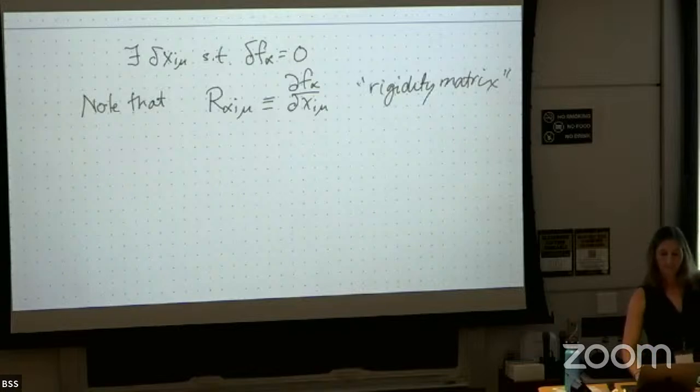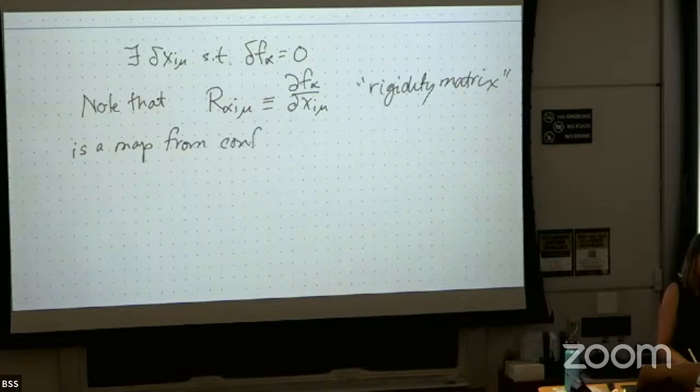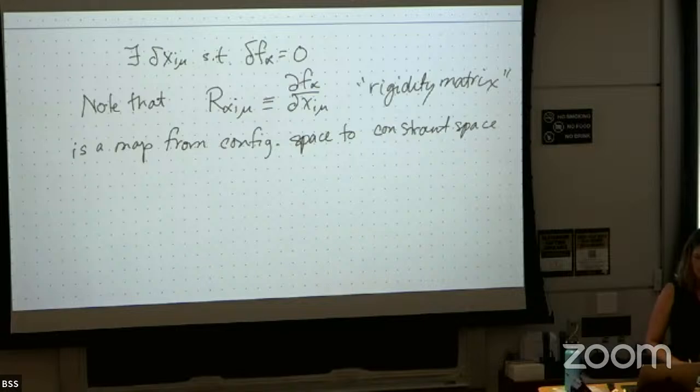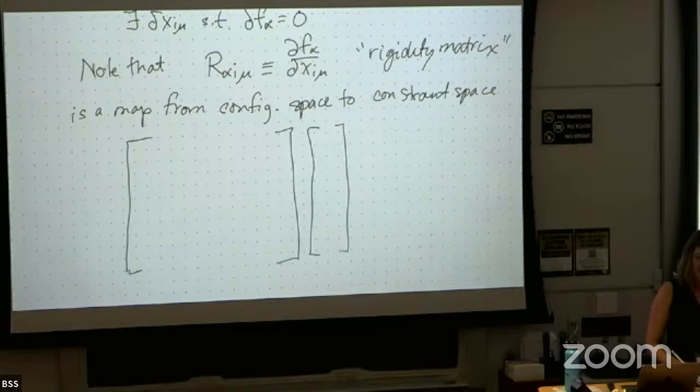Okay. So this is the rigidity matrix. It is our map from configuration space to constraint space. And it tells you how changes to the xi's alter the bond. So just for pedagogical completeness, let's write out a picture for ourselves of what this thing looks like.